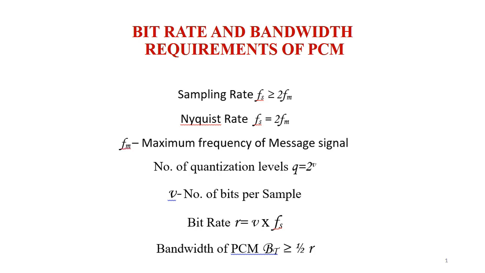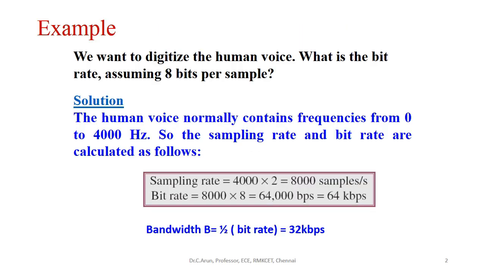So by using this bit rate, we are able to calculate the bandwidth of the pulse code modulation. BT is always greater than or equal to 1 by 2 into R. That means at least 50% of your bit rate. 1 by 2 of the bit rate is the bandwidth.